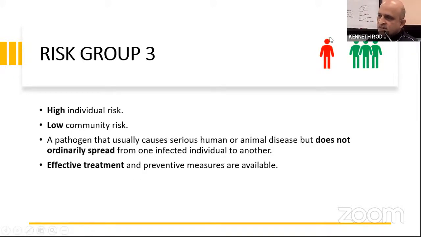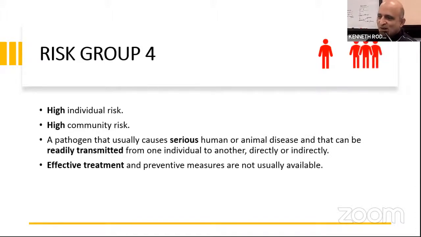Okay, risk group three is basically high individual risk and a low community risk. Now, this relates to biological agents which cannot be readily transmitted from the individual to the community unless there is a percutaneous infection or where there is an intentional release. So risk group three is a pathogen that causes serious human or animal disease, but is not ordinarily spread from one infected individual to another, and effective treatment and preventive measures are available.